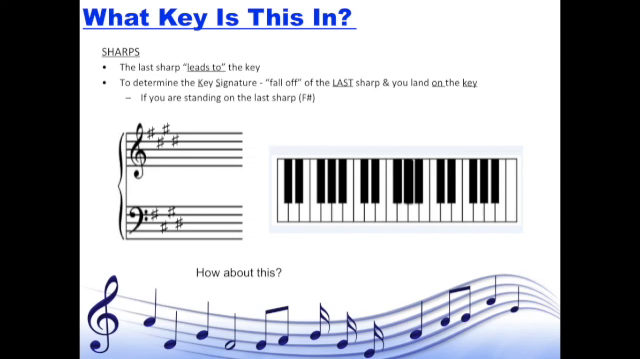Now how about this one? I'm going to give you just a second. Think about it. See if you can get it, and then we're going to walk through it. Remember, the first thing you're going to look at is the sharp that is the furthest to the right, the last one that was written on the staff. That's a D sharp in this case. So if we stand on D sharp and we fall off of it, we're in the key of E major.